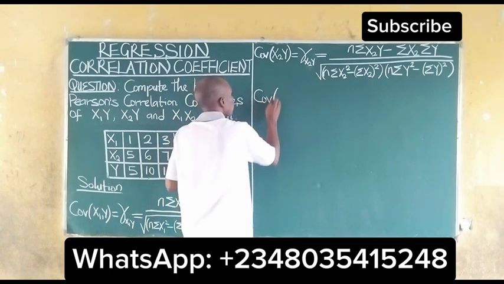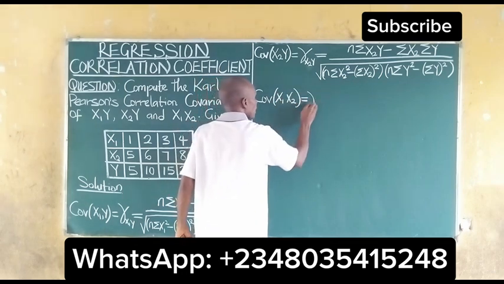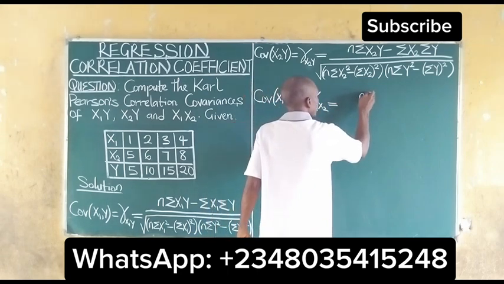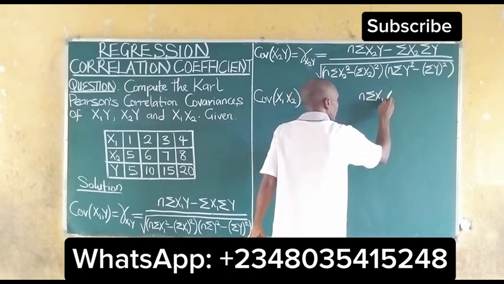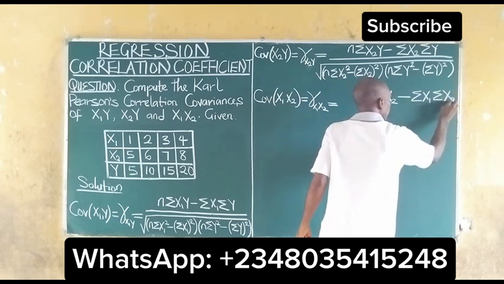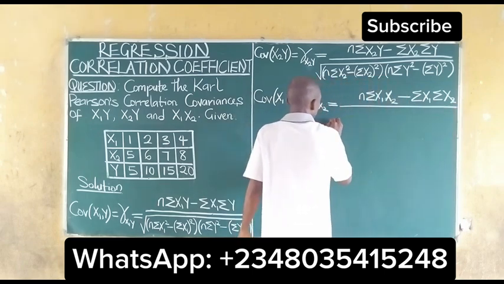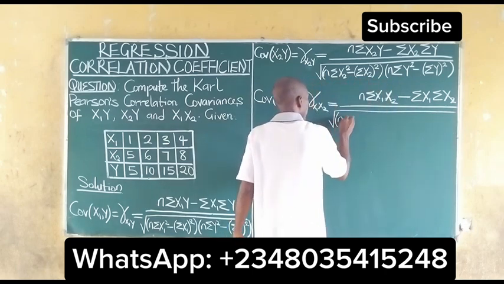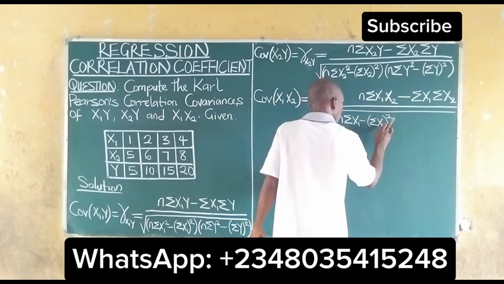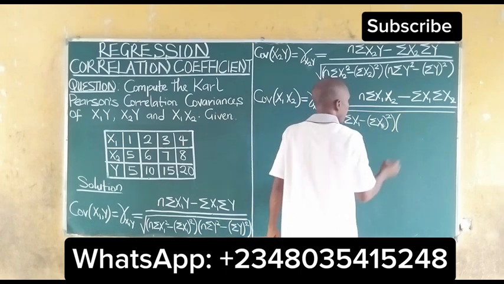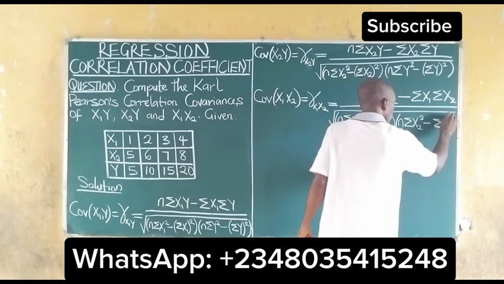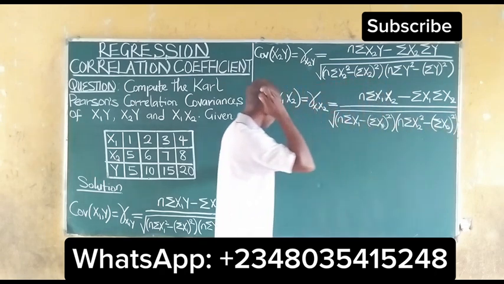The next thing to do is to compute the covariance of x1, x2, which is the same thing as the Pearson's correlation of x1 and x2, which is equal to n summation x1x2 minus summation of x1 summation of x2, all over the square root of n summation of x1 squared minus summation of x1 all squared, multiplied by n summation of x2 squared minus summation of x2 all squared. So this is what we get.